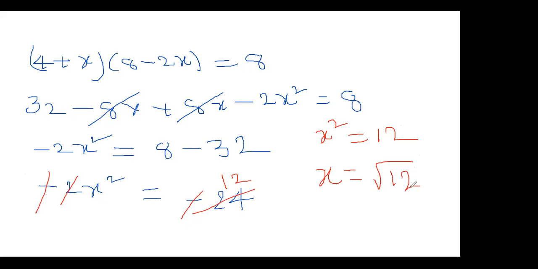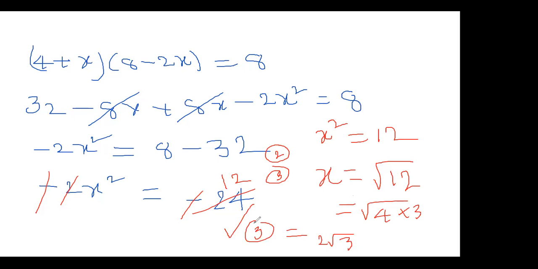Under root of 12 is there? Yes, it is there. Either you can write option 2 or 3, both are correct. If you say root 12 is the answer, it is also correct. I can write 12 as 4 into 3. After that, if I take 4 as common, it is 2 and root 3. 2 root 3 is option number 3. So the maximum the solution we can do is up to here. So your answer is 3.